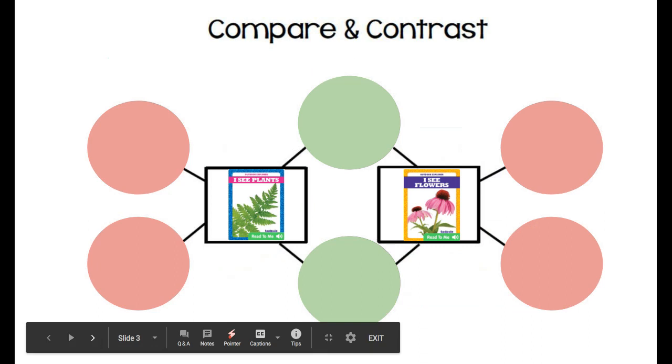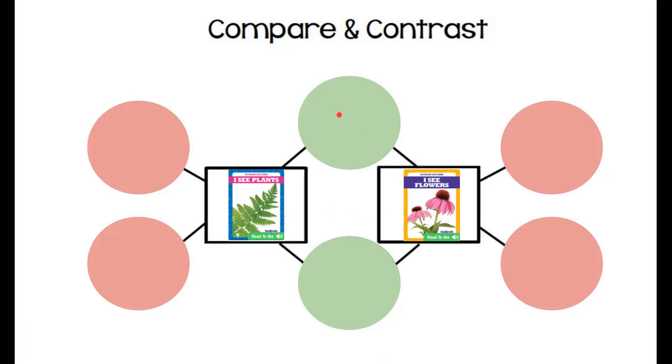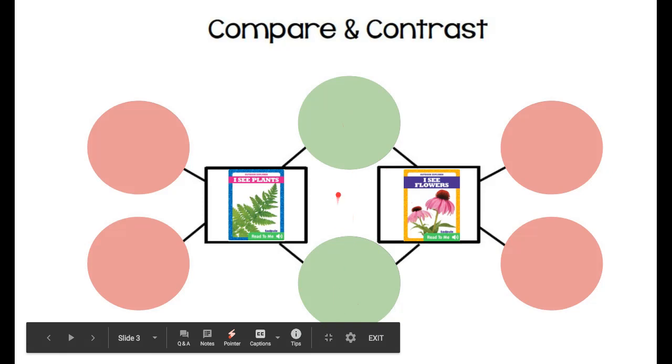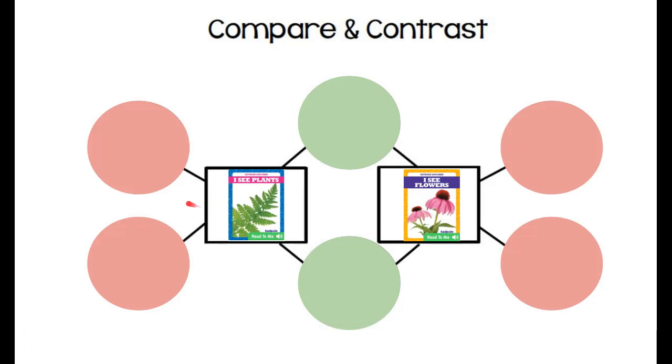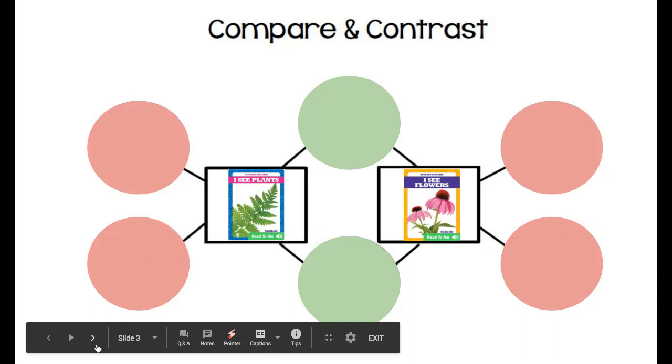Okay, we're also going to be using this tool. This is just a way that we can organize our thoughts when we're done reading. If we notice things that are the same between this first book and this second book, we're going to put those things right here in the green bubbles. Green is good. Green means the same, right in the middle. Now, if we notice anything that's different between the two books, we're going to put the things about I See Plants in these red bubbles and the things about I See Flowers in these red bubbles. So we'll visit this again when we're done reading.